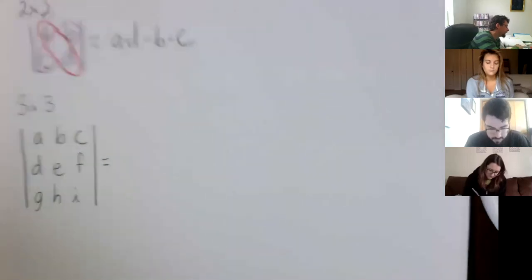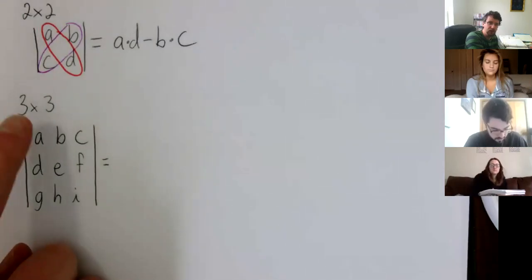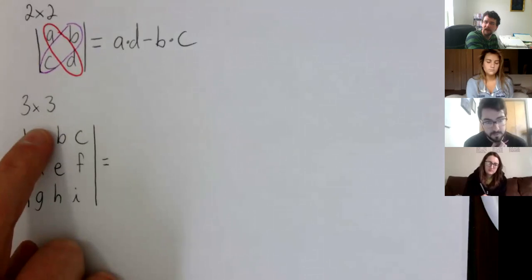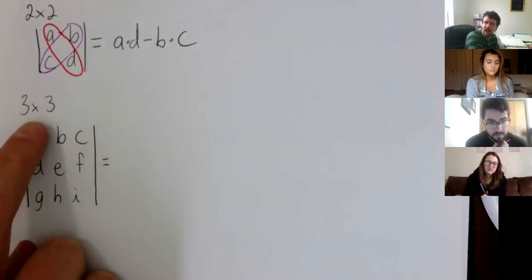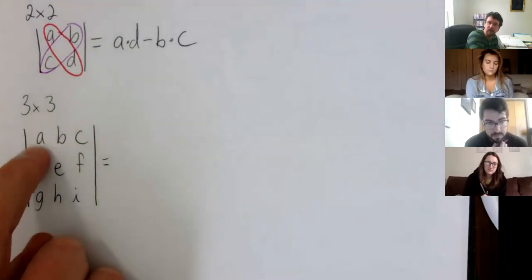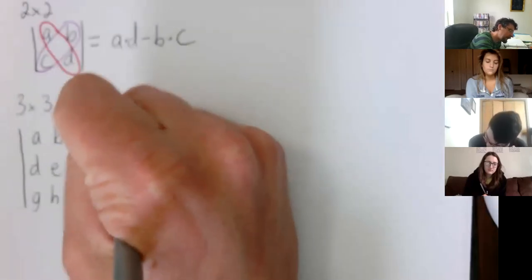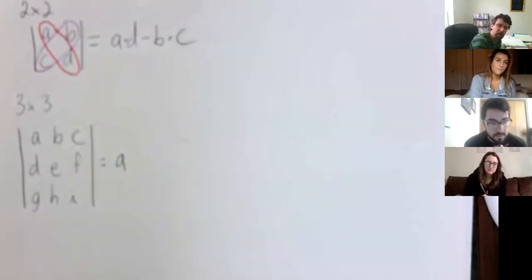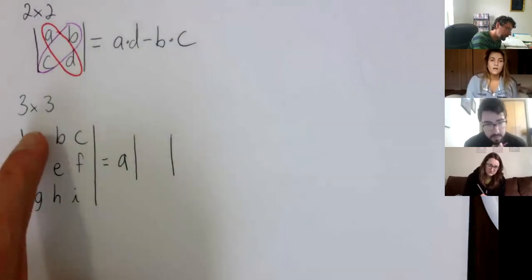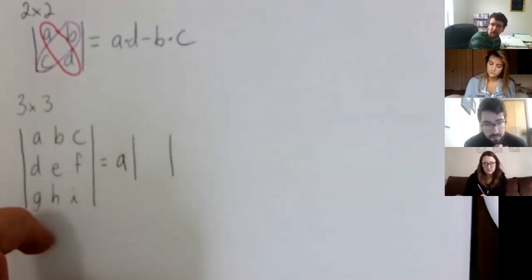Okay, so what you do is you start with one of these terms in the top. So we have to start with A. And if you start with A, you exclude everything in that column. We would start with A and we would write a new determinant. So we exclude everything out of the top row and the first column.